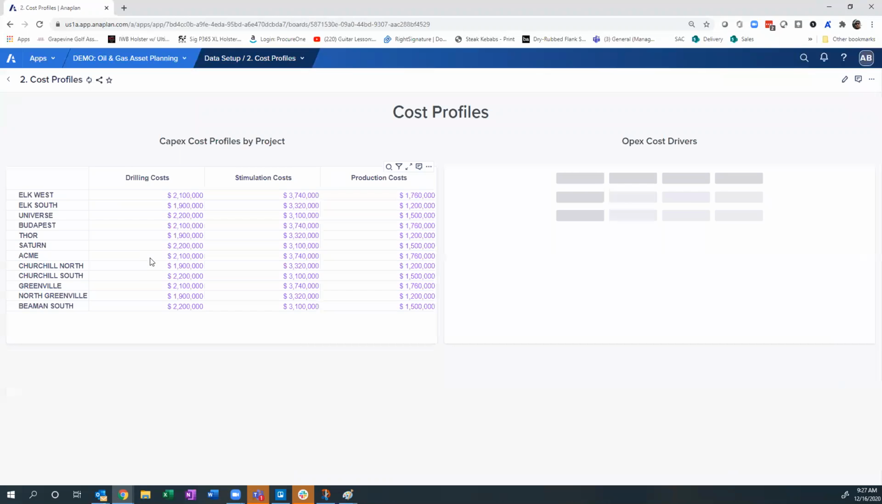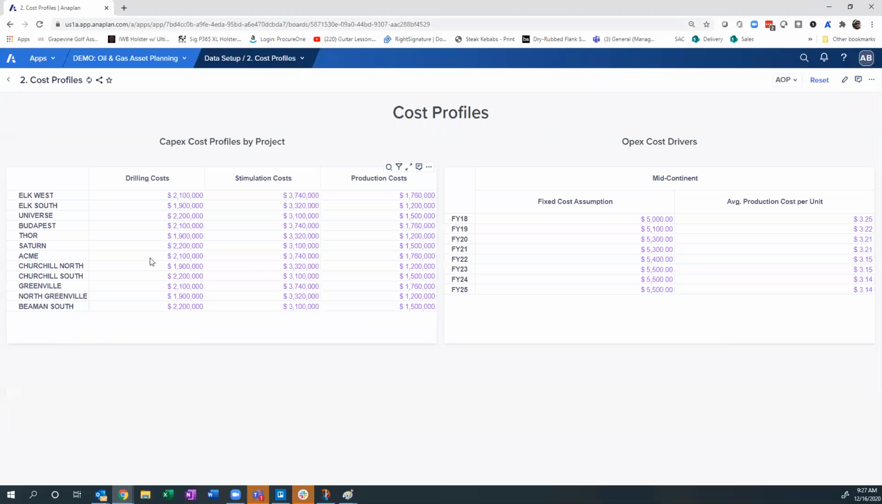One of the other key components is the cost profile. This includes both the capital cost profile, which will be broken into different drilling activity components, such as drilling, stimulation or fracking, and production costs, or tie-in costs, as well as maybe cost drivers, where you have fixed components and variable components that you use to complete your plan.